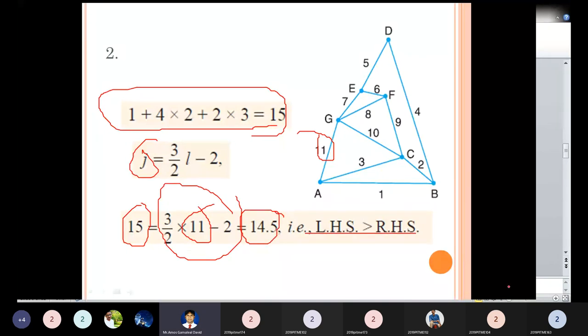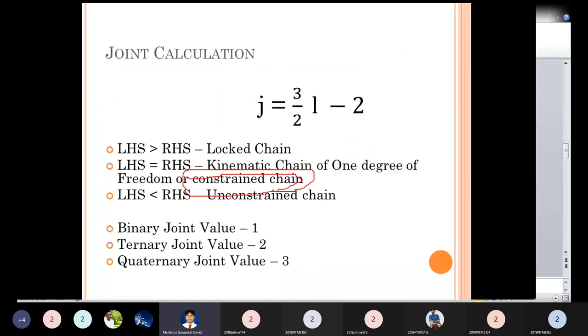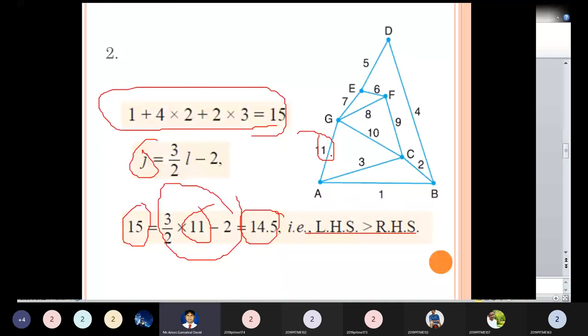LHS is greater than RHS. So LHS is greater than RHS means what is the condition? Lock chain. What does lock chain mean? Lock chain means it will not move. There will not be any definite motion between the links. If I try to move A, what will happen? Nothing will move. Do you understand the meaning of lock chain? If I try to give motion to D, if I just move D a little like this, what will happen? Nothing, none of the other links will move because it is all locked. Do you understand the point?